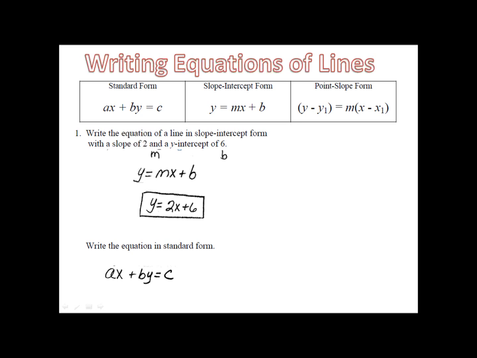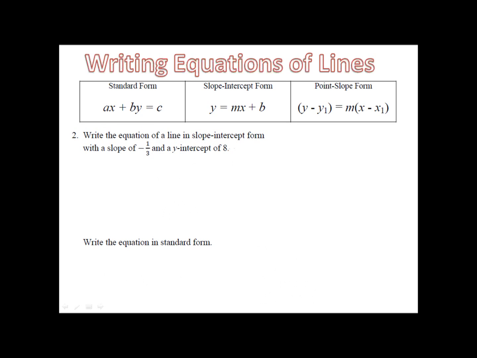Next, they ask us to write the equation in standard form. Standard form looks like ax plus by equals c. I simply take the y equals 2x plus 6, and I subtract 2x from each side. So now I have -2x plus y equals 6. Because the x and the y are on the left-hand side, we now have an equation that's in standard form.